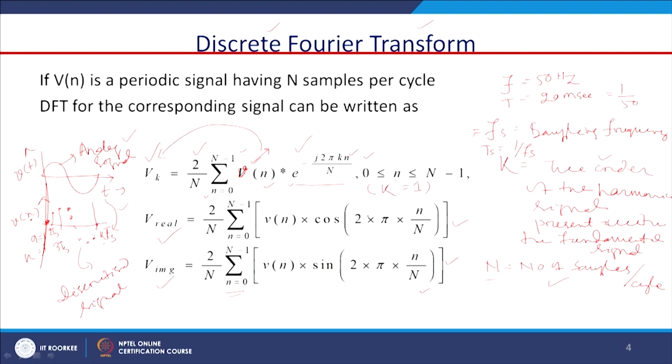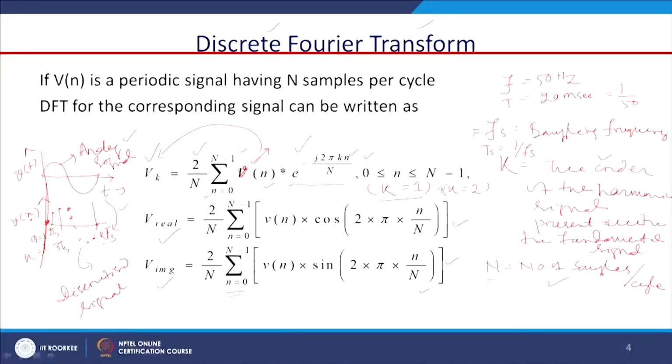Why? When k is equal to 1, it stands for the fundamental frequency component. When k is equal to 2, it will provide us the phasor value of the second harmonic component of the signal. If k is equal to 3, it will provide the phasor value of the third harmonic component of the signal, and so on. We can vary this k according to our requirement, but in this case we are considering the fundamental component of the signal.